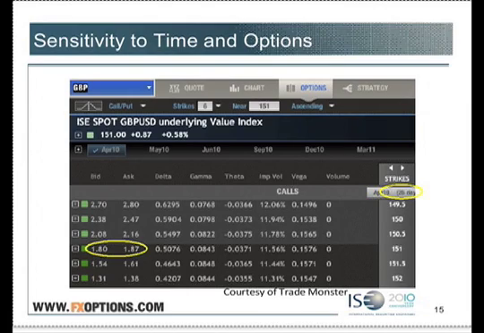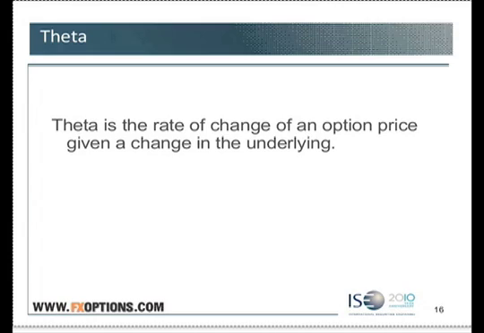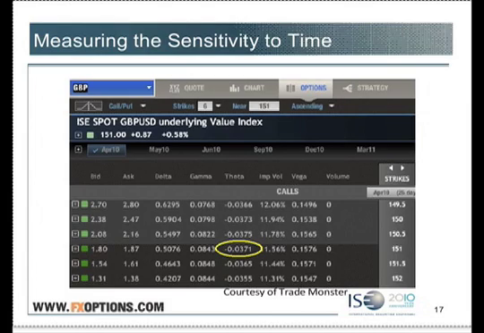Now, they might make or lose based on the delta if the underlying currency moves, but they still lose value based on time. And how we measure this change is with theta. Theta is the rate of change of an option price given a change in the time to expiration. So we have theta in option chains as well. Now, the key to understanding these numbers is just understanding the definitions, like I said.